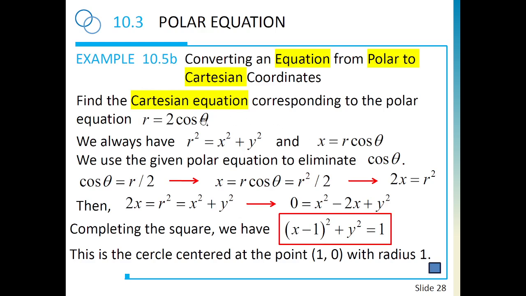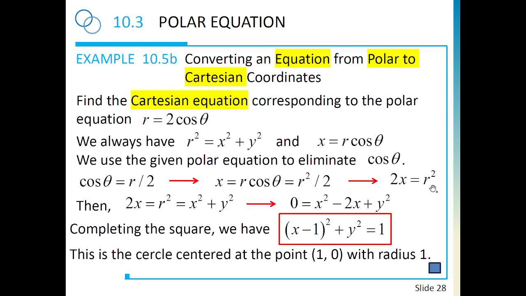So what do we do? Well, we have the cosine here, r and x. So we need to convert everything from r and theta into x and y. The first thing is to see what to do with the cosine. Cosine is equal to r over 2. Since cosine is r over 2, and x is equal to r cosine theta, I replace cosine by r over 2. I get x equal r squared over 2, which means 2x is equal to r squared.